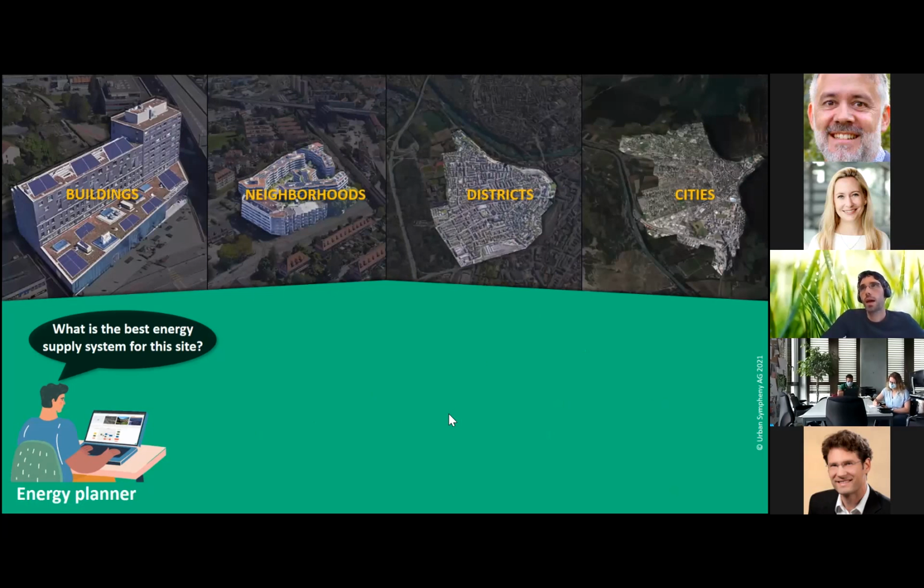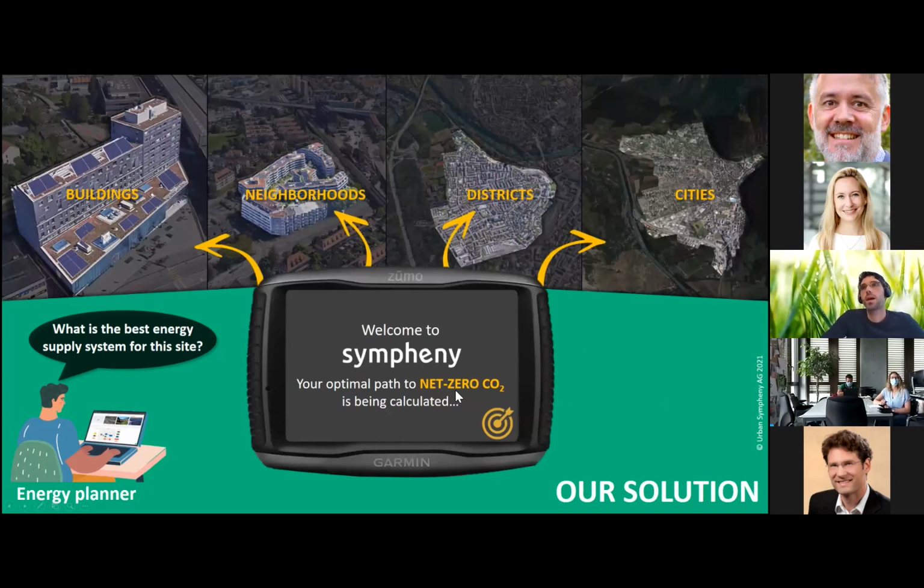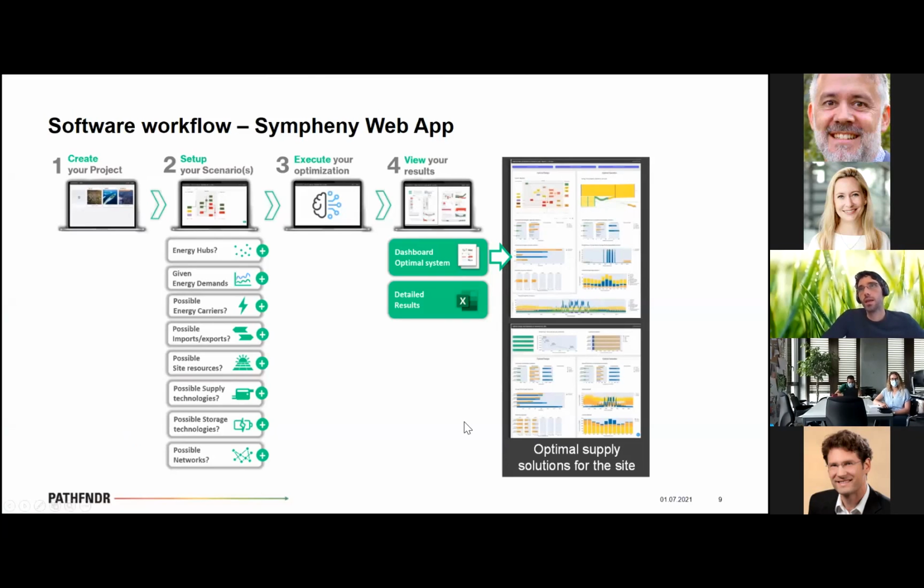And our guide in doing this, how we conceptualize or understand what we're providing to energy planners, is sort of a navigator. So helping them, for any site, to navigate the optimal path to net zero CO2 or some other sustainability objective for that site. So that's a bit of the commercial perspective, what we're aiming at with the Symphony platform.